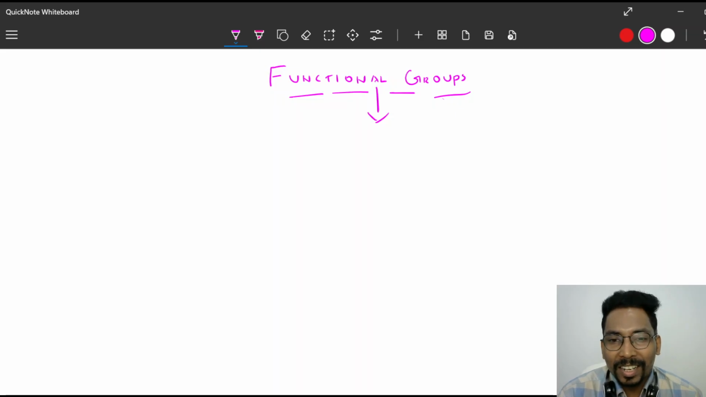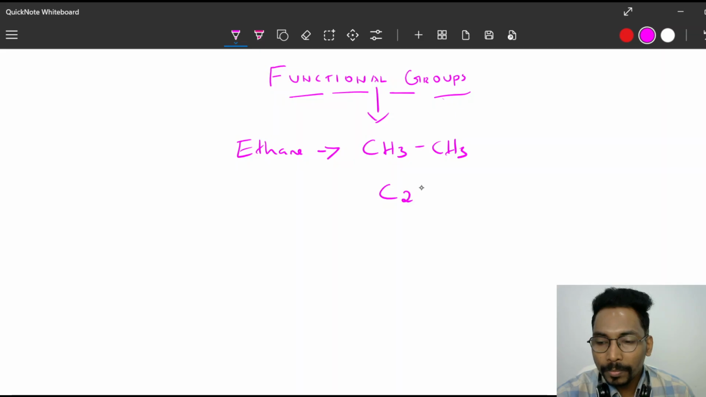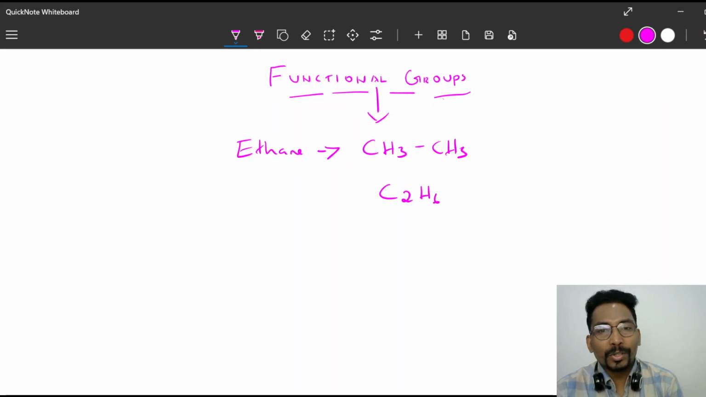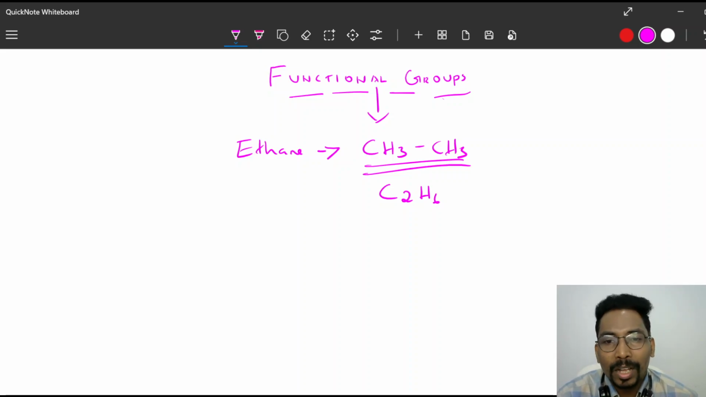Hydrocarbons we discussed in the last class. A hydrocarbon is any organic compound which contains only carbon and hydrogen. For example, ethane, all of you know ethane. The molecular formula of ethane is C2H6, and the structural formula is CH3CH3. So you can see here only carbon and hydrogen is present in this compound, so that's why it is called a hydrocarbon.